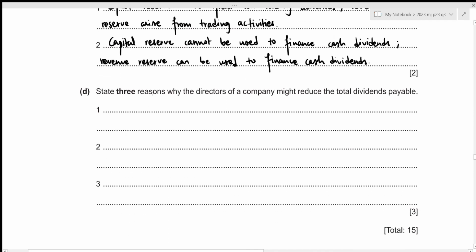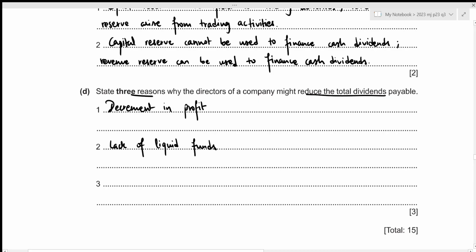Now for the fourth one, we need to state 3 reasons why the directors of a company might reduce the total dividends payable. So the first thing that we need to consider is that dividends is part of our profit. So if there is decrement in profit, then the company might reduce the total dividends payable. The first thing is decrement in profit. The next thing is that if we're paying cash dividends, we need to have enough cash in our company. So if there is a lack of cash or liquid funds, then the company might reduce the total dividends payable. So lack of liquid funds.